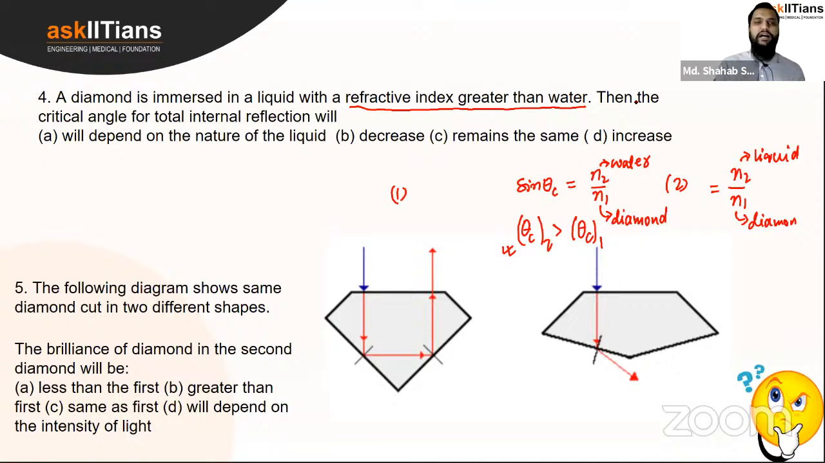So the question is asked, then the critical angle for total internal reflection will be: decrease? No. Remain the same? No. It increases, right? Will depend on the nature of the liquid? Obviously, it depends on the nature of the liquid, but the nature has been mentioned in the question, that it has a refractive index greater than water. So I hope you guys understand it.